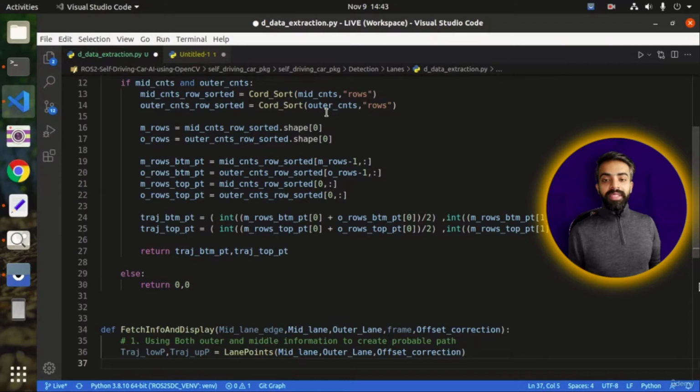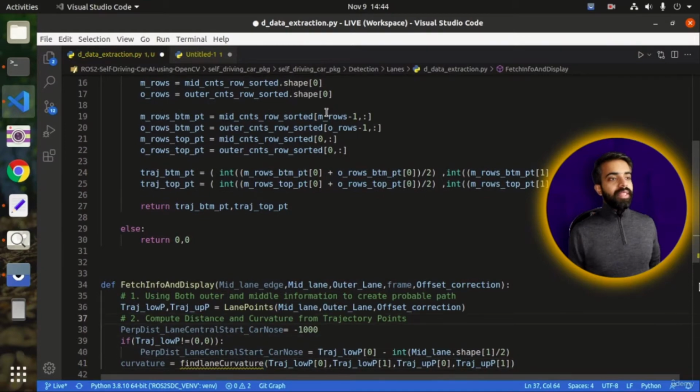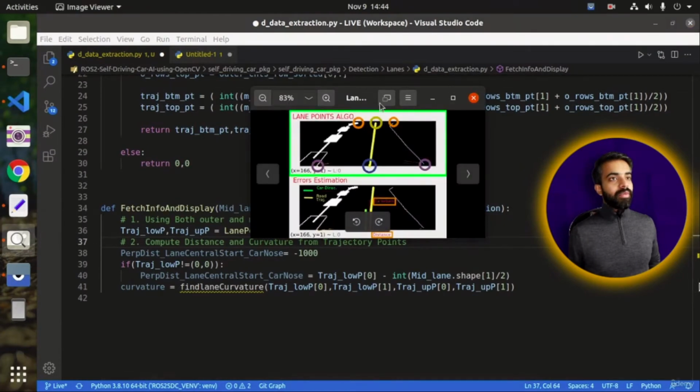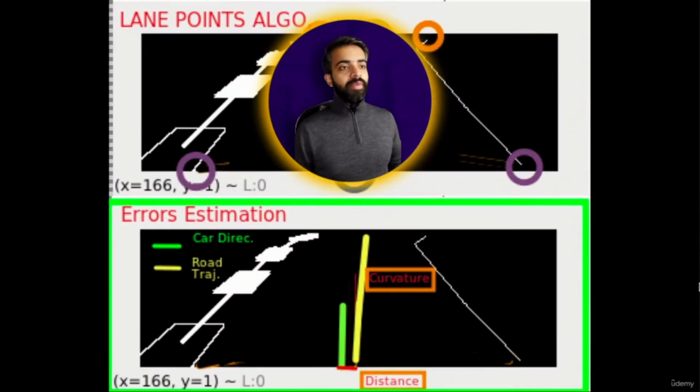So our lane trajectory points have now been estimated, which are the bottom and the top points of our lane trajectory. Now moving on to the next step, which is to compute the distance and the curvature from those trajectory points. So now we are trying to estimate the error values by relating the lane trajectory with the car's direction. Now to understand this, let's look at the image once more. If you look in the bottom window of this particular image, you will understand how the error values have been computed.